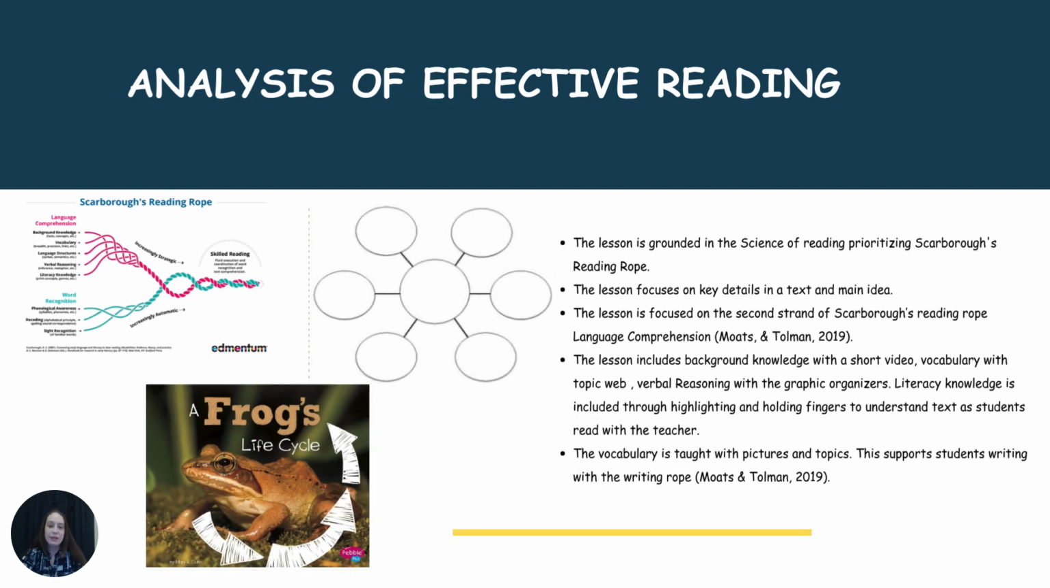Effective reading. The lesson is grounded in the science of reading and prioritizes Scarborough's reading rope. In the lesson, students focus on finding that main idea in the informational text in multiple ways. This is presented with a short video at the beginning about frogs. This helps to build background knowledge and increases engagement. Another way the science of reading is incorporated is in a topic web. This helps to build the vocabulary the students will need in order to write about the text later.